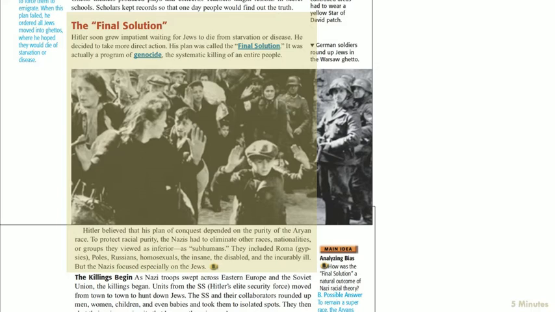Then we begin to see the ramping up of violence after the creation of the ghettos. And we begin to move towards the acts of genocide, of mass killing, known as the, quote, final solution, end quote. So in the reading, it says, Hitler soon grew impatient, waiting for the Jews to die from starvation or disease. He decided to take more direct action. His plan was called the final solution. It was actually a program of genocide, the systemic killing of an entire people.